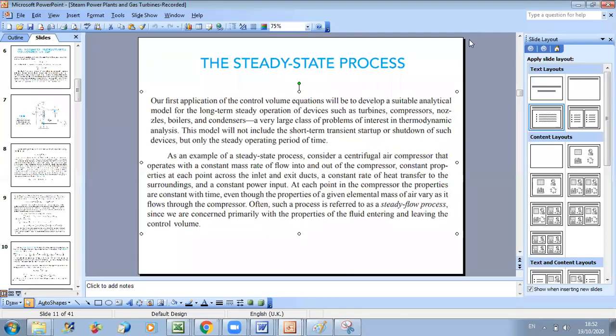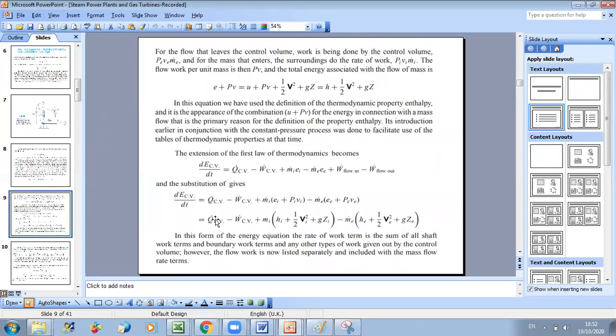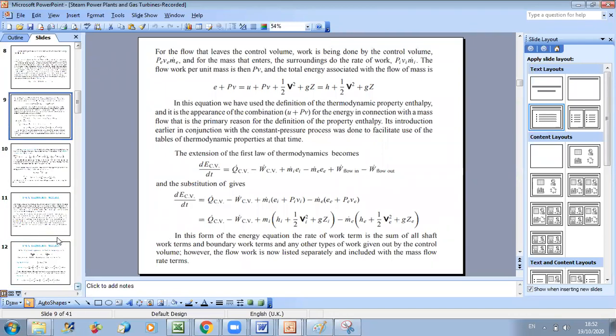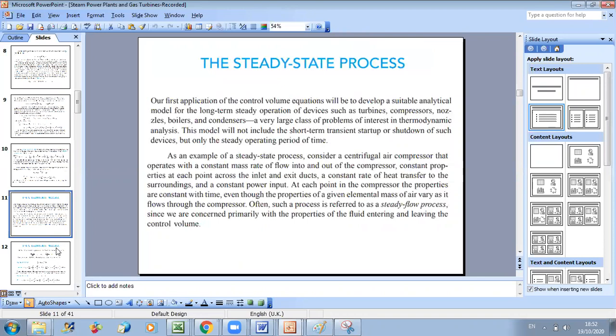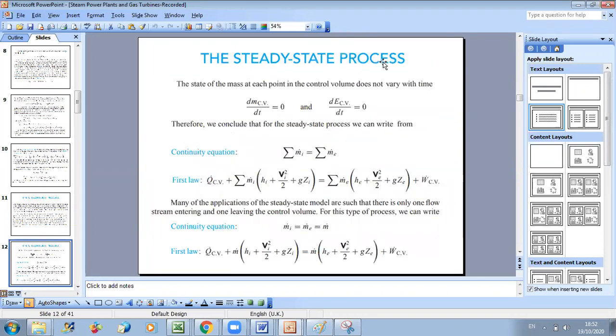So in steady state processes, the derivative with respect to time is 0. So if I go back to my previous equation, if I have a steady state case, what will happen? The derivative of the energy with respect to time will be 0, and I will end up with a simplified equation. So for a steady state process, first, the mass of my control volume is not changing, and the energy of my control volume is not changing.